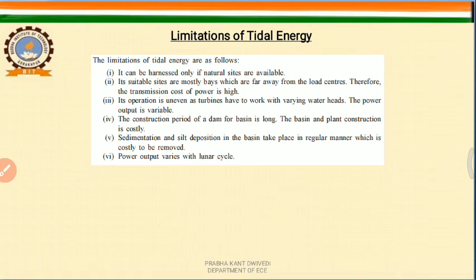So this is some basic idea about the power plant, tidal power plants.